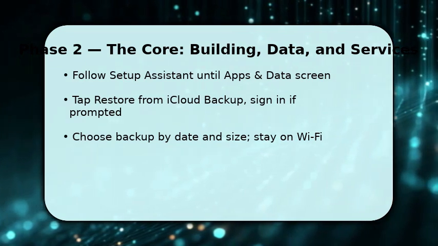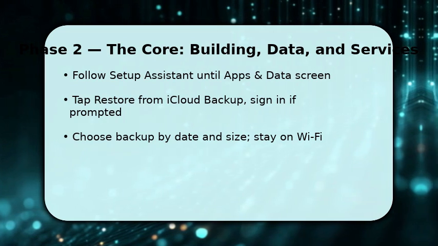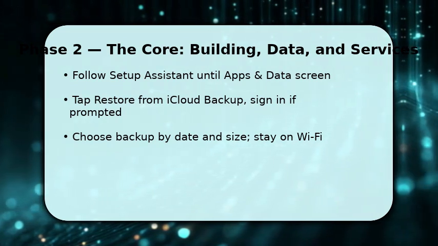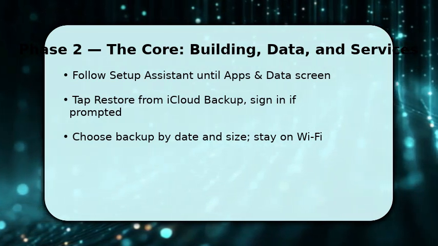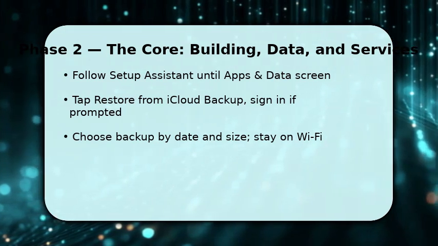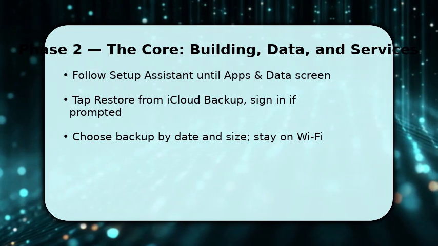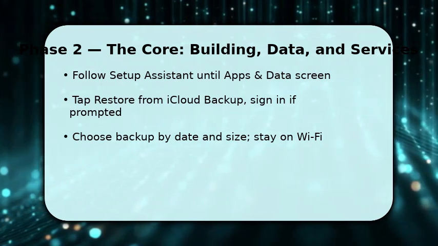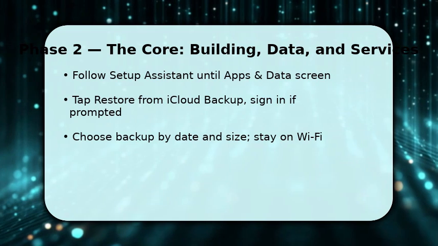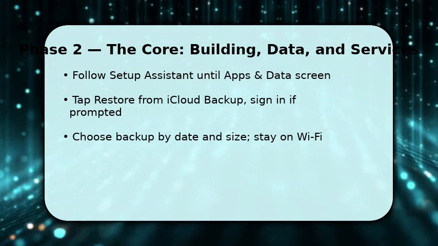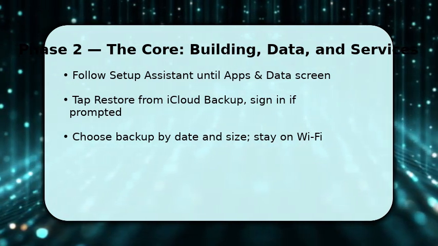Then pick the specific backup by checking its date and size. This matters if you have multiple backups. After selection, the restore begins downloading, and you should remain on Wi-Fi and power. Apps and media download after system settings and photos. While waiting, you can monitor progress and avoid interrupting the restore to prevent corrupt files or partial restores.